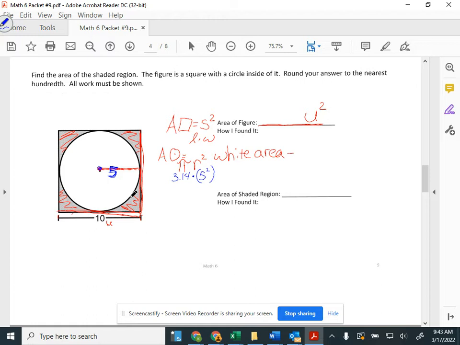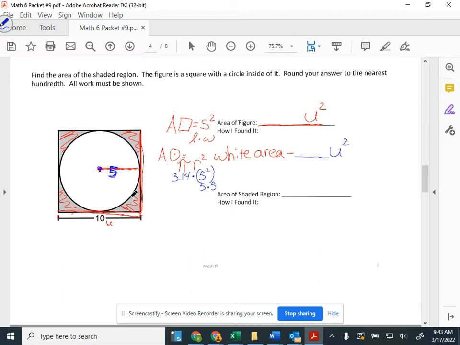So often I have people do 5 times 2. It is not 5 times 2. That square means you're timesing it by itself. So it is 5 times 5. And then that's again going to be units squared. So you need your number.